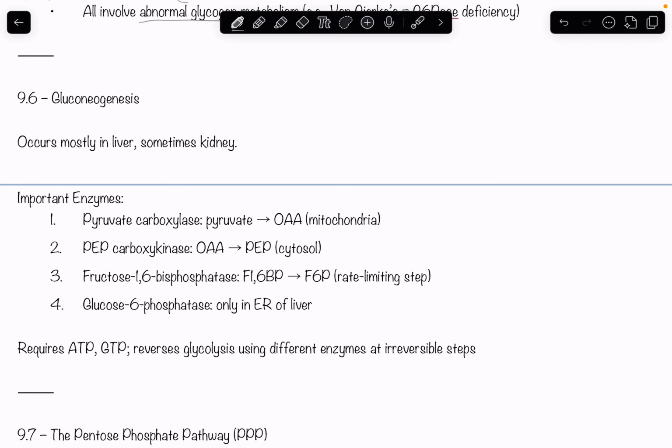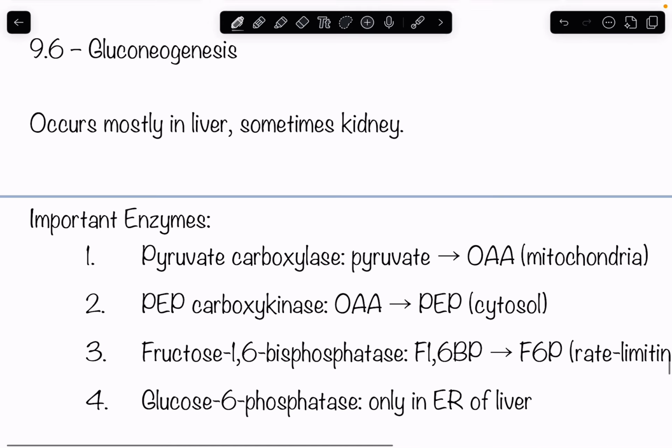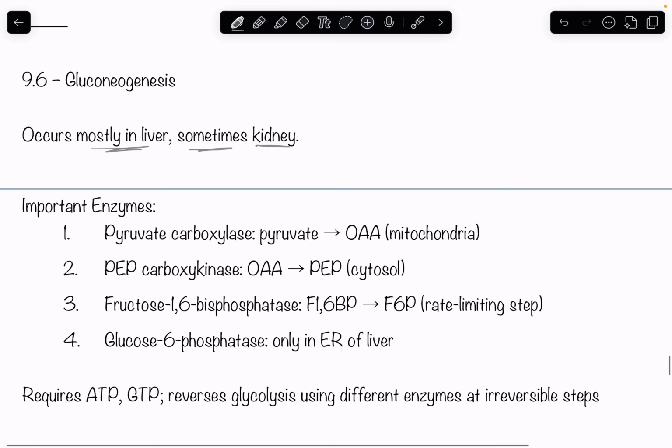Guys, so now we'll be going over gluconeogenesis. One thing we do know is it occurs mostly in the liver. Sometimes it happens in the kidney, but "mostly" is a key word, right? So there are some key enzymes involved. Here are the biggest enzymes.